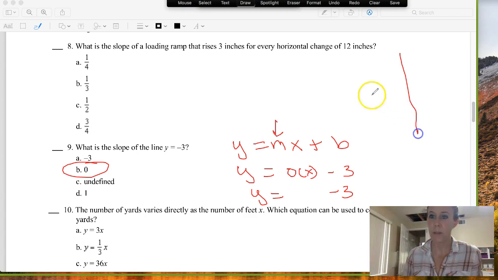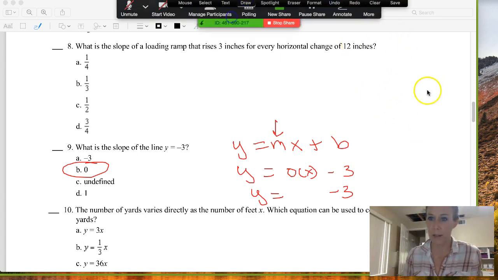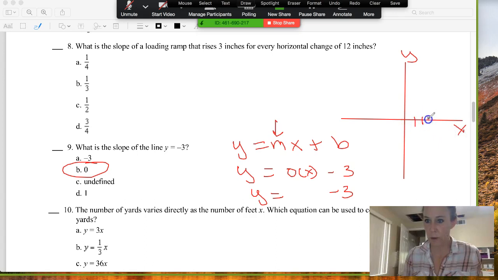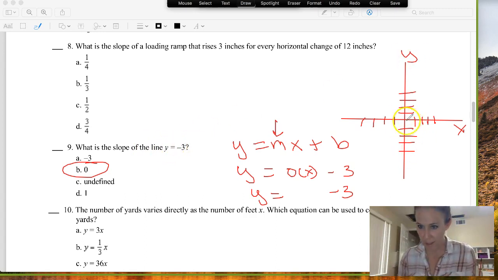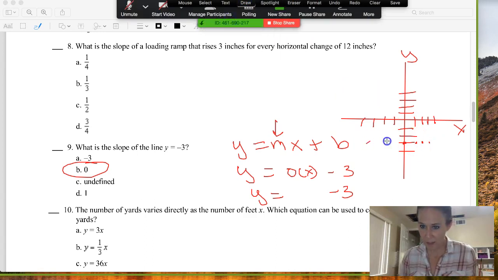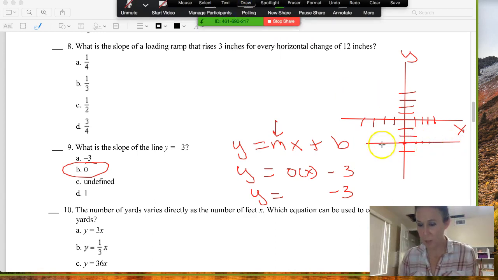If you're unsure, think about a graph of a line. Think about what y equals -3 means. If this is y and this is x, and you have 1, 2, 3, 4, -1, -2, -3, -4 on each axis, where's y equal to -3? Well, on the y-axis, down 1, 2, 3, right here. If x was 1, y would be -3. If x was 2, y would be -3. If x was 3, y would be -3. Y is always -3, so it's this flat line. And flat lines have a slope of 0.